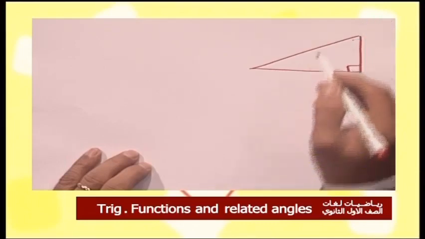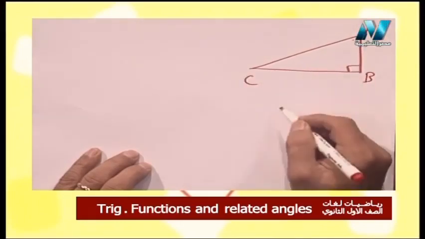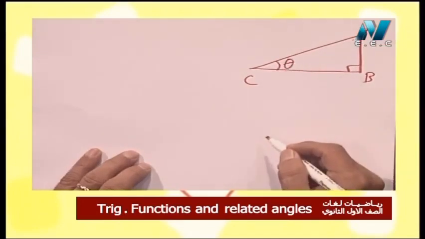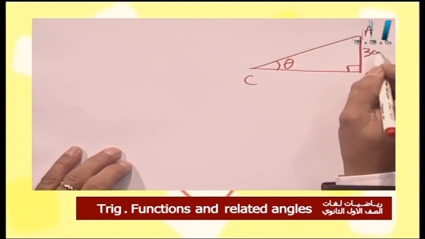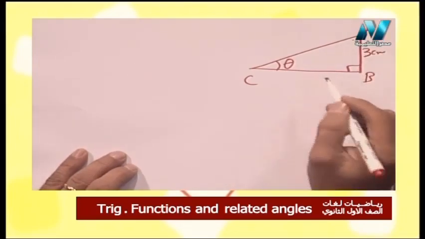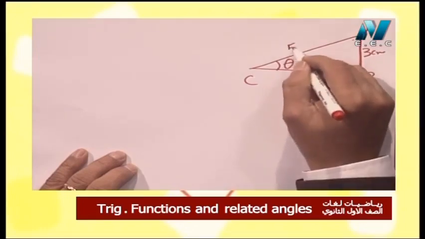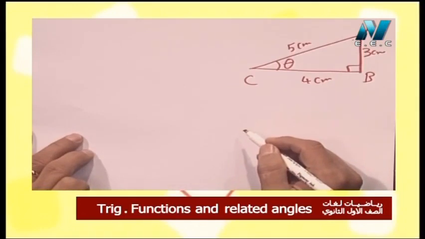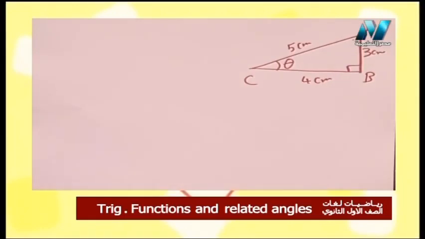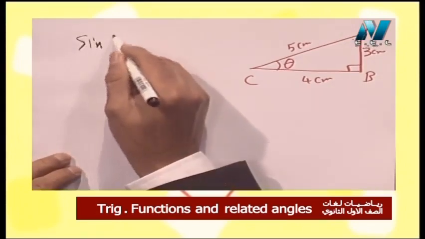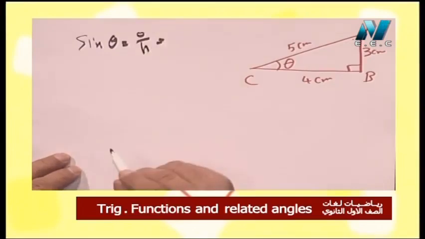Yes, my dear students, hello again. We now go to find out new things and new questions about trig functions. Let's go to a right angle triangle here. We'll draw a right angle triangle and call it A, B, C, and let me call this angle theta. We have AB equals 3 centimeters, CB equals 4 centimeters, and AC equals 5 centimeters. And we would like to find out all trig functions here. Sine theta is opposite over hypotenuse, which equals 3 over 5.